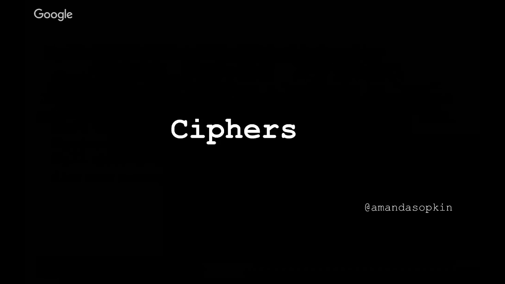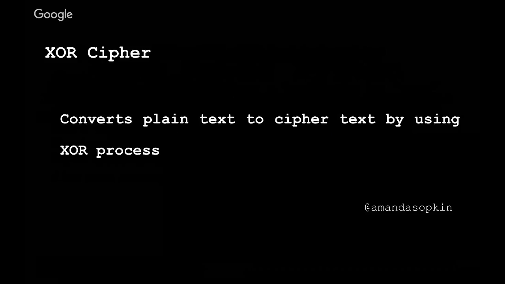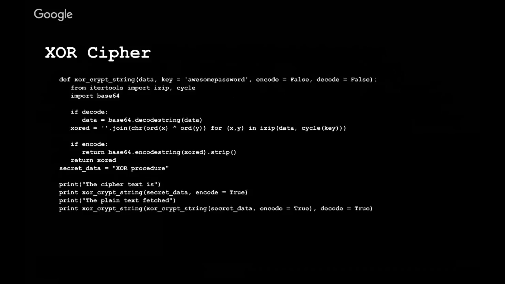Great, so now I want to talk a little bit about ciphers. We'll talk about some pretty basic ones and how they work. We've already gone over some historical examples, like the Caesar cipher, which is a very popularly mentioned one. And we've also talked a little bit about how you could break something like this by looking at letter frequencies. So a popular one is the XOR cipher, which is converting plain text to ciphertext by using the XOR process. So I thought I would show you how this might work in Python.